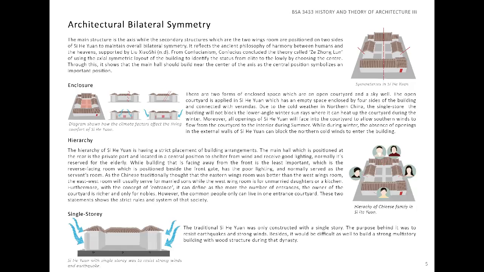Enclosure. There are 2 forms of enclosed space, which are an open courtyard and a sky well. Hierarchy. The hierarchy of 四合院 is having a strict placement of building arrangements. Single story. The traditional 四合院 was only constructed with a single story.